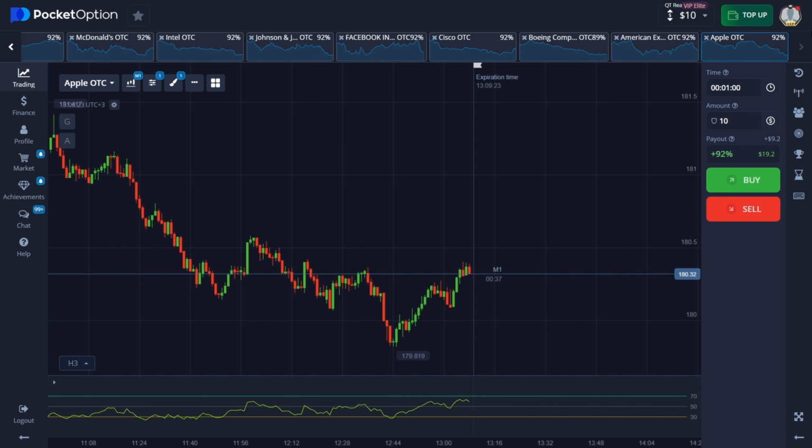As you can see on Apple, there was already a divergence. The candle has already turned into a red candle. As you can see at the 70 line, the line touches twice at the 70 level of RSI.